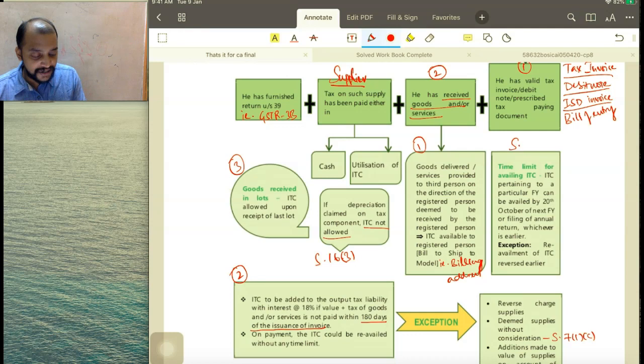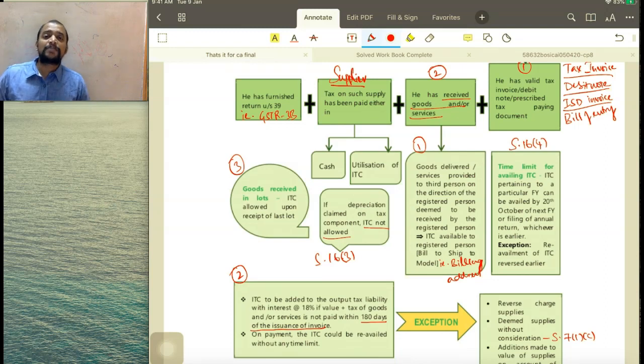Then, section 16 subsection 4, time limit for availment of ITC. What is the time limit? We have to take ITC pertaining to an invoice of a financial year by 20th October of the succeeding financial year or the date of filing the annual return, whichever is earlier. What is the logic behind this 20th October? It is the due date of filing the return pertaining to September of the succeeding financial year. If the due date gets extended, even this 20th October gets extended. So you remember, for the September month of the succeeding financial year, there is a due date of filing GSTR 3B. That date or the date of filing the annual return. The date of filing the annual return, not the due date, whichever is earlier.